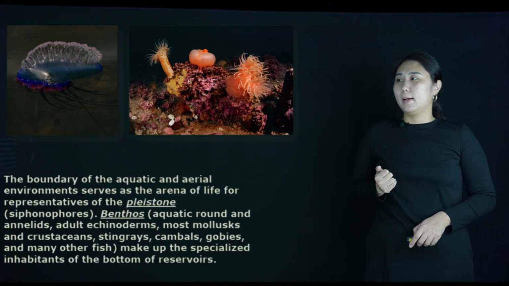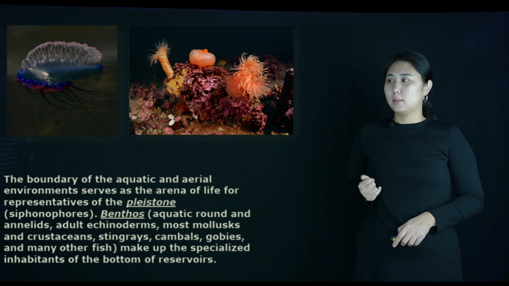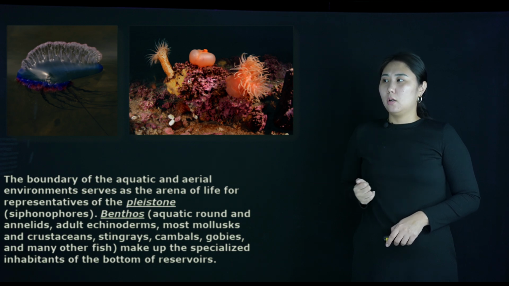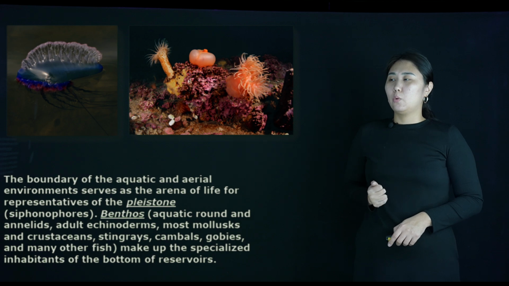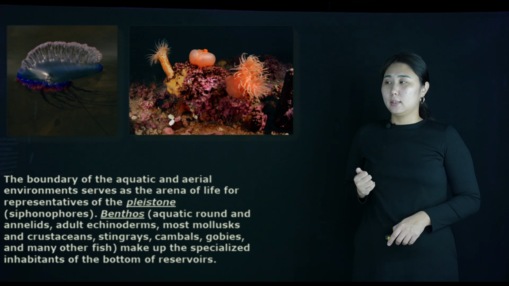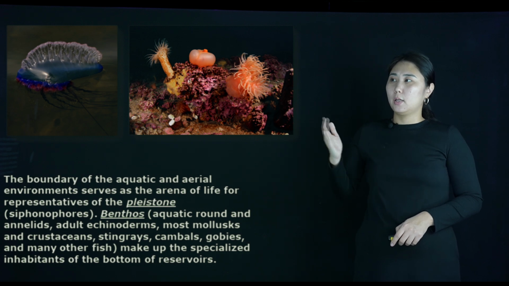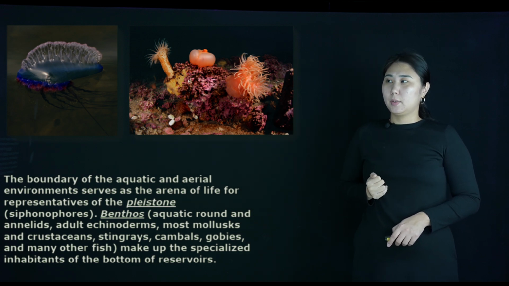Next are the pleuston and the benthos. The boundary of the aquatic and the aerial environments serves as the arena of life for representatives of the pleuston and the benthos: aquatic ground and annelids, adult echinoderms, most mollusks, and other fishes. You can see in this picture the group of benthos and the pleuston make up the specialized inhabitants on the bottom of reservoirs.